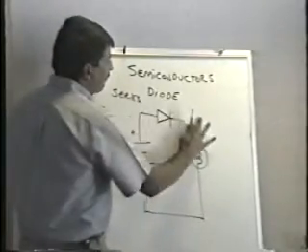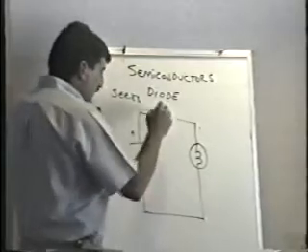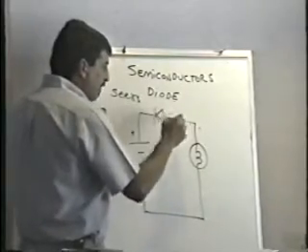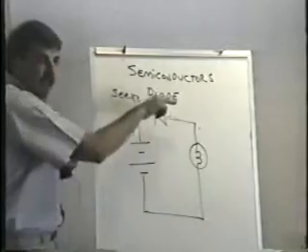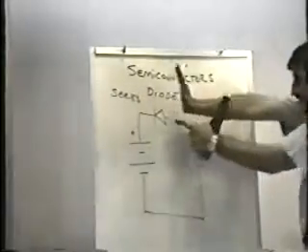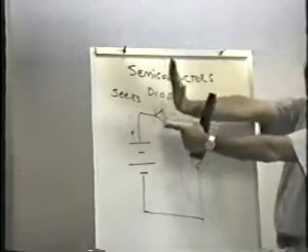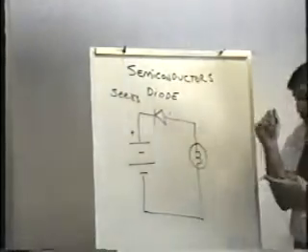Then I reverse the diode. When I turn the diode around like this, remember, the current still wants to go from positive to negative. We haven't changed that. But the diode's going, hey, no way, Jack. You're not going through me. Forget it. And it's blocking it.